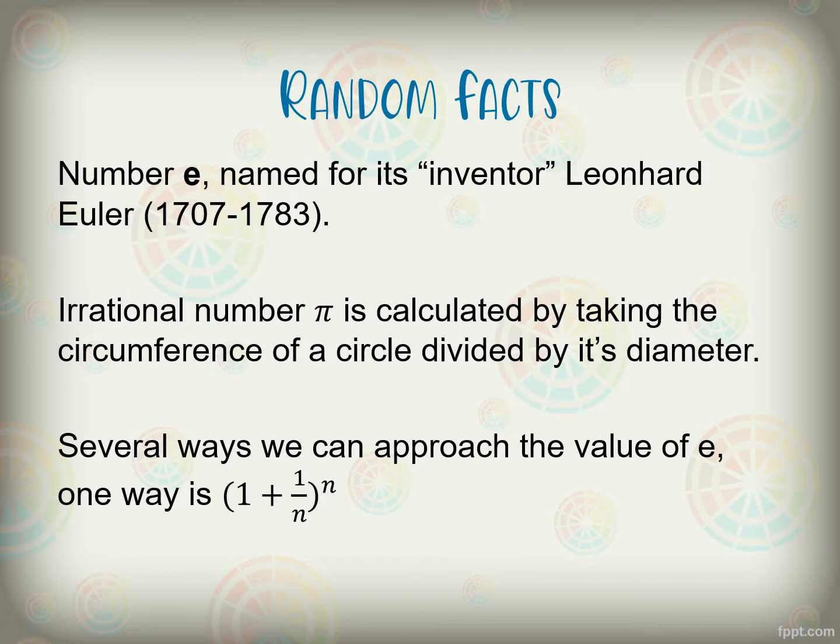Some random facts. The number E is named for its inventor, Euler, who lived in the 1700s. It's an irrational number, kind of like pi. So pi, you take the circumference, you divide by the diameter, right? There are a couple of ways you can approach the value of E, though we never can get exactly it, by this formula here. You don't need to have that memorized, I just wanted to give you some history.